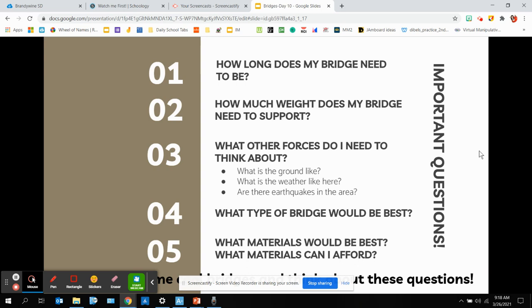So, these are definitely some important questions that civil engineers need to use, and you'll be using them on Monday when we create our own bridges.